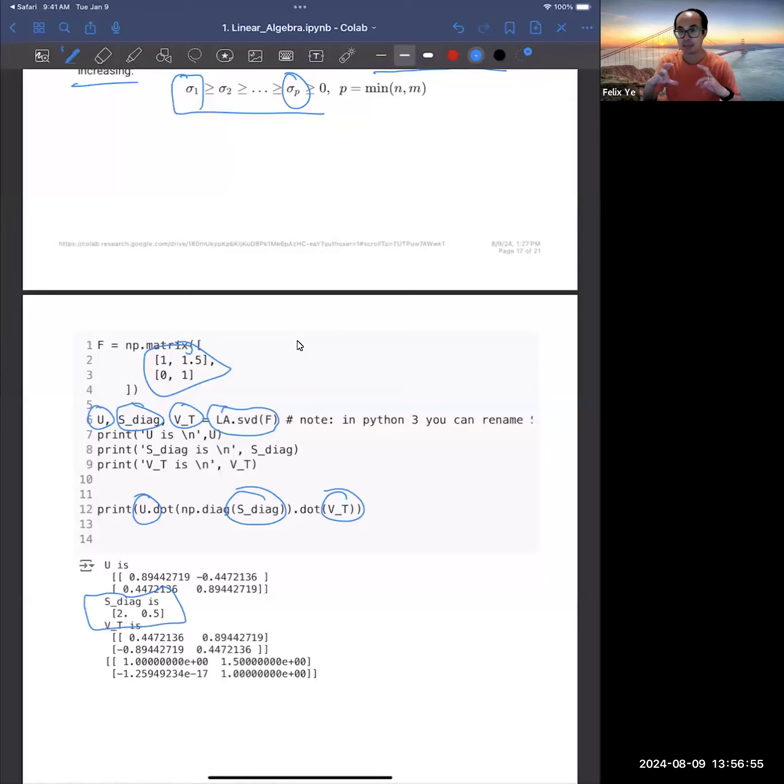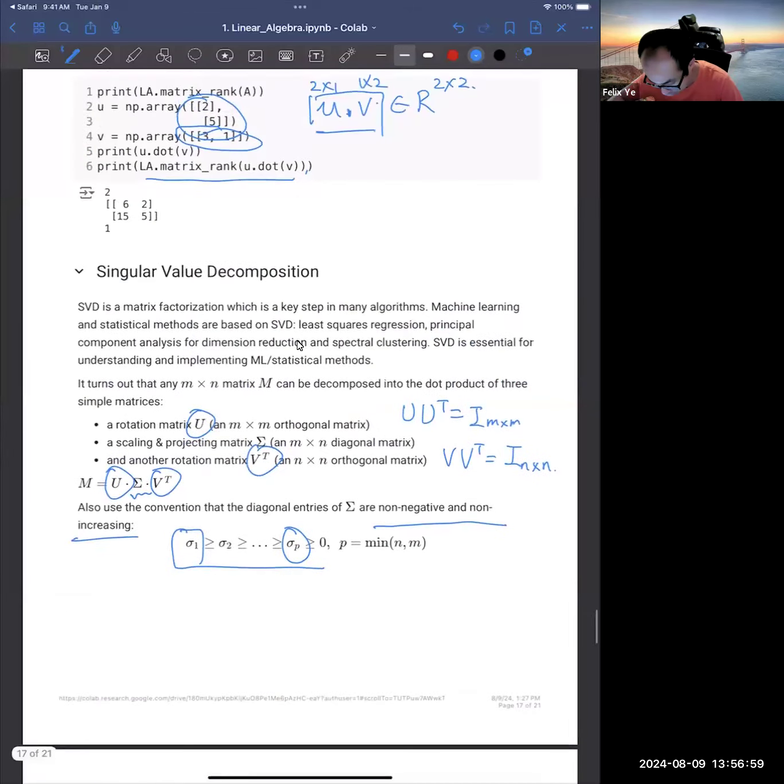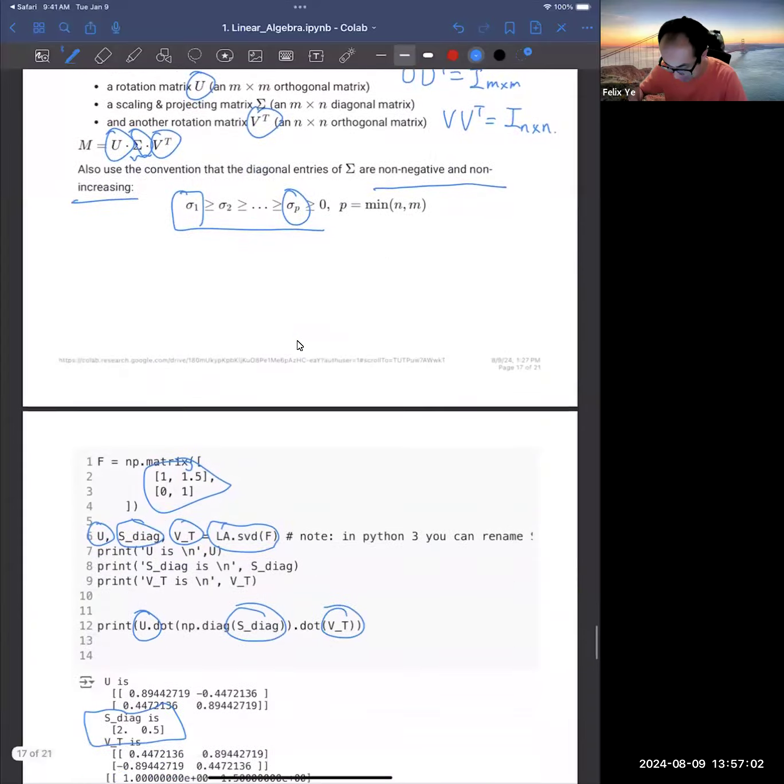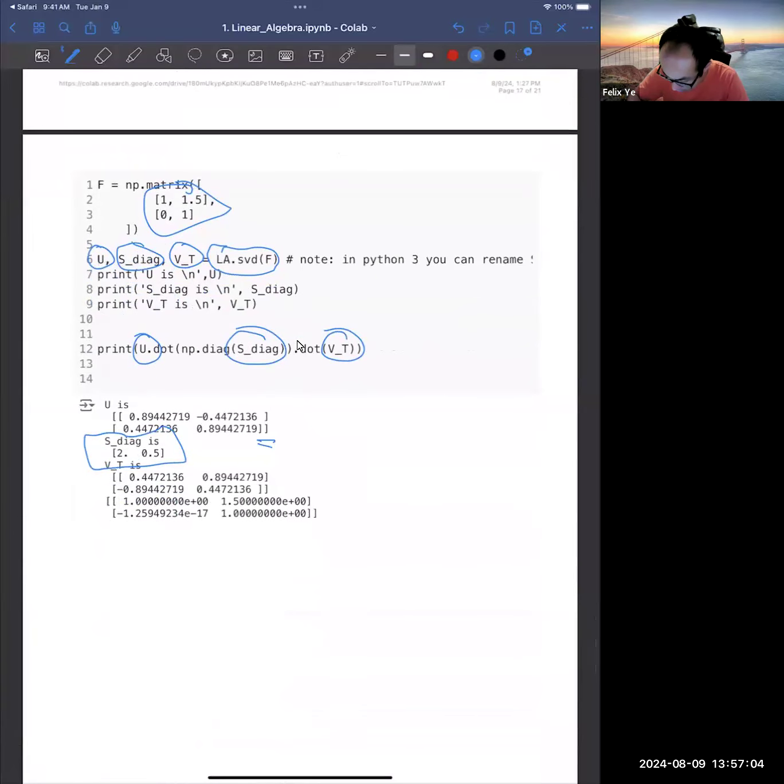They are all singular values, not a singular matrix. So sorry, the sigma right here in this case will be just 2, 0.5, and I put 2 zeros right here. That's why you need to put a diagonal for this vector here. All right, so this is singular value decomposition.